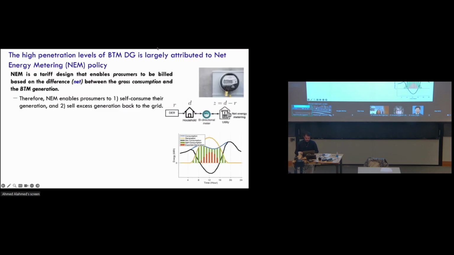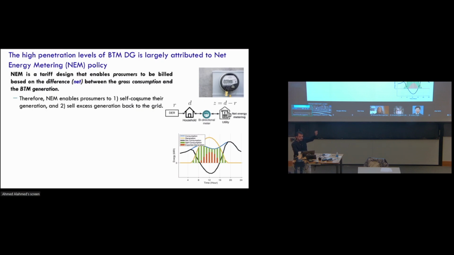So finally, with net energy metering, the high penetration of behind the meter generation resources is largely attributed to net energy metering policy. In essence, you can think of a household that has loads, denoted D, and a generation resource denoted by R, and you are connected to your utility, for example Eversource, through a revenue meter or bidirectional meter.